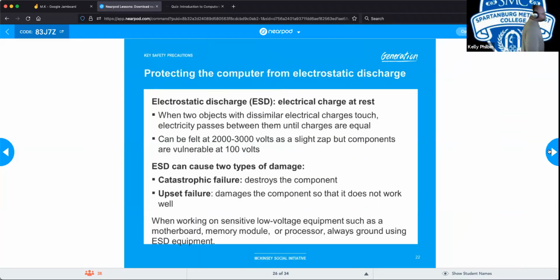All right, now we need to be aware of ESD. You will hear this term used a lot, short for electrostatic discharge. Yes, Kayla.